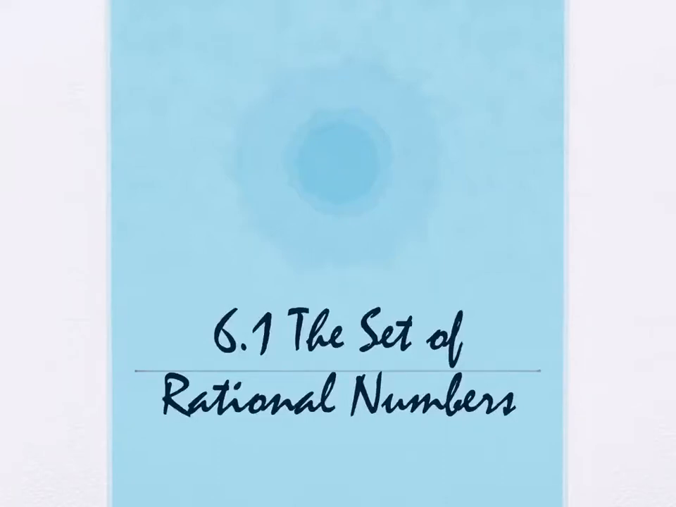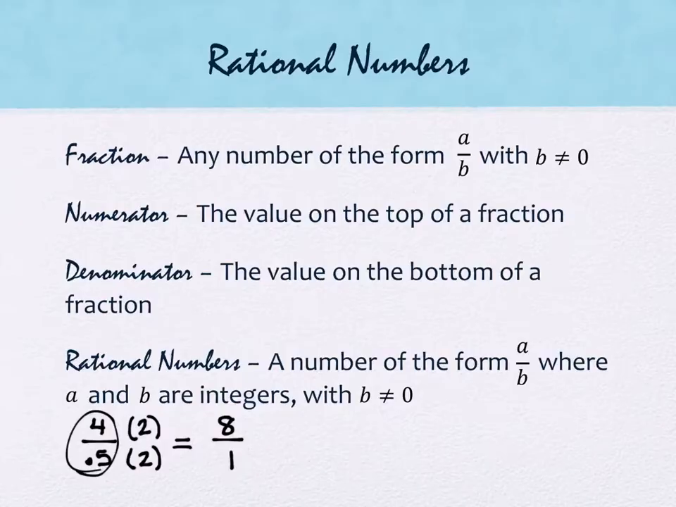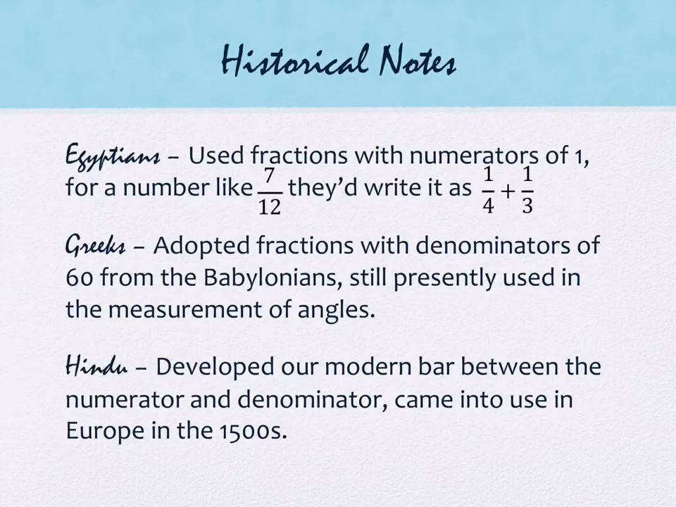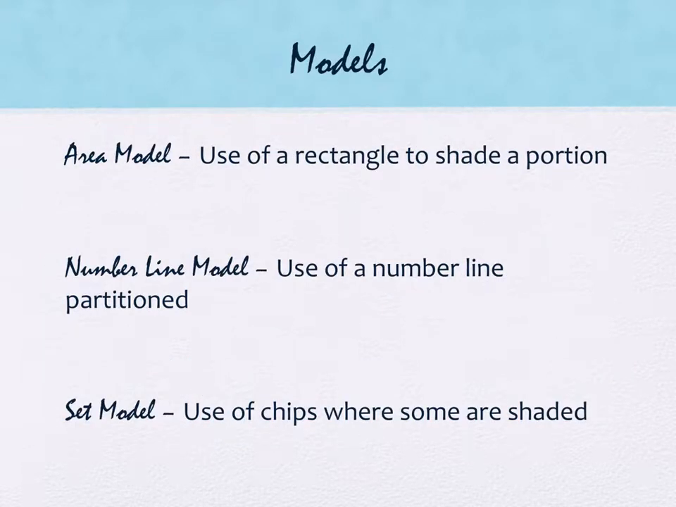All right, last time we started section 6.1, talking about rational numbers, talking about how, yes, they're fractions, but they're a very specific type of fraction. We looked at some examples and we talked about some historical relevance of fractions and where they've come from throughout the history. And today we're going to take a look at three different types of models. We saw these models last time. I just didn't identify them specifically for you.